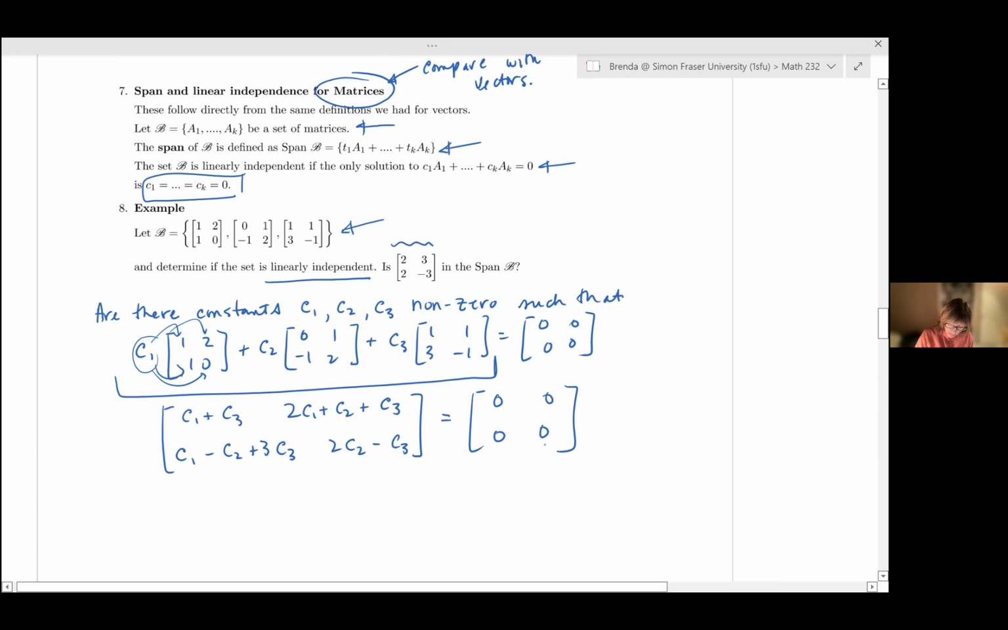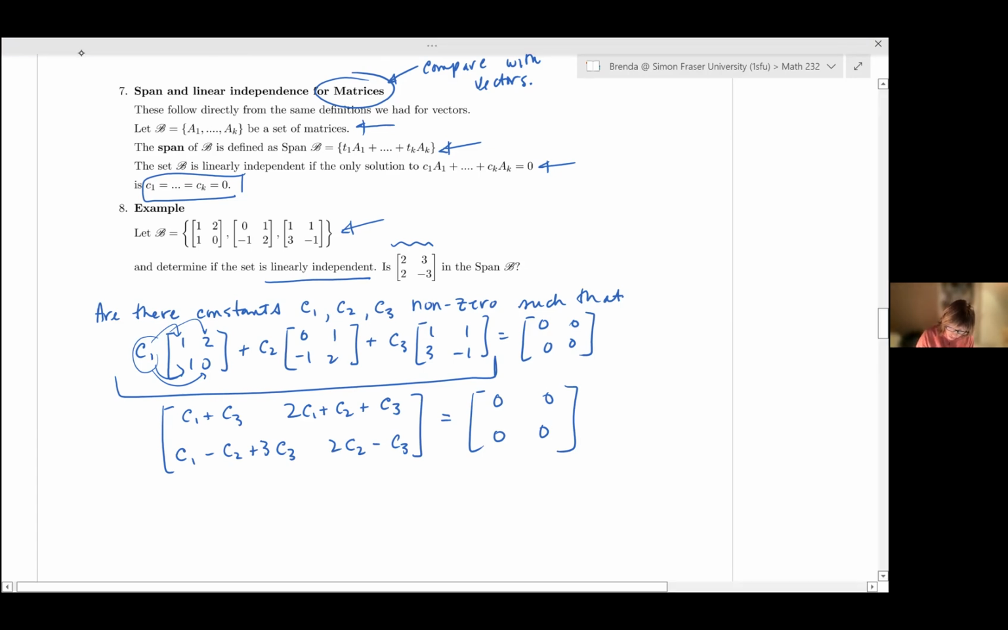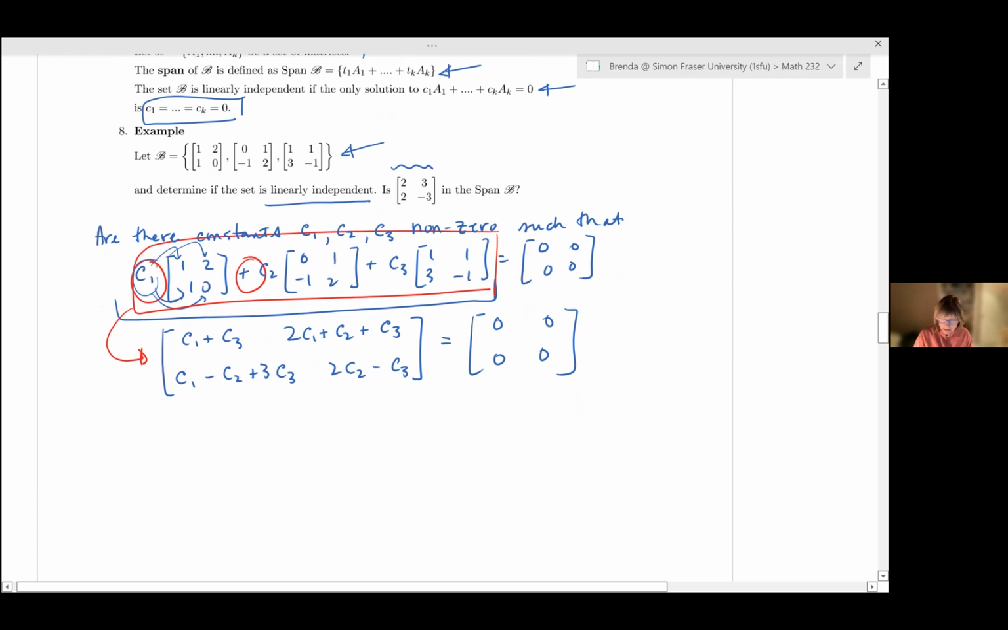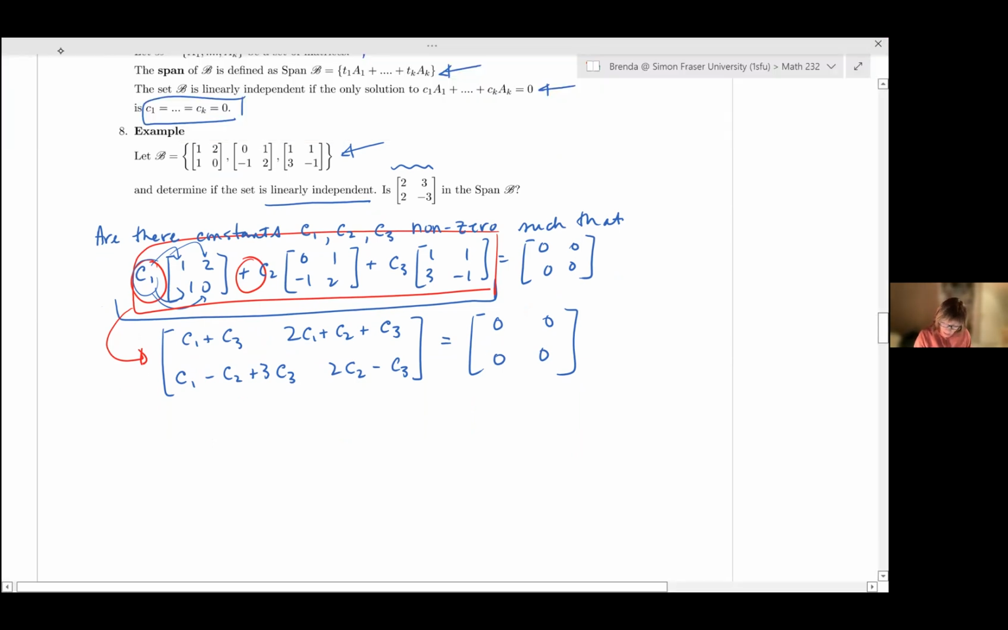Be sure that you've understood scalar multiplication and addition, so that you can take this statement right here and turn it into that matrix right there. And now we're going to ask, when does this equal 0? For what values of the c's does this equal 0? Well, look what's happened here.